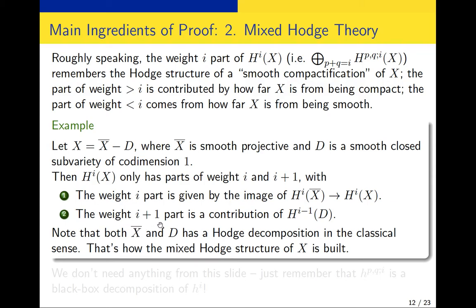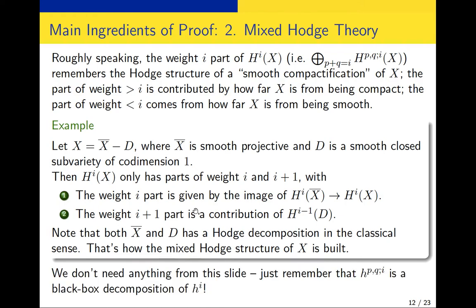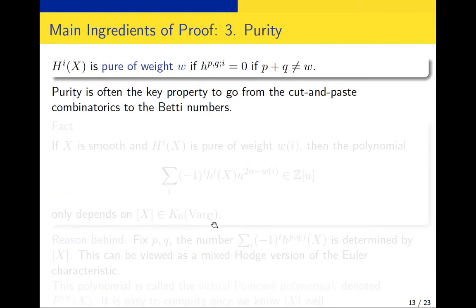And the weight i plus 1 part is a contribution of the complement D, so that is how far X is from being compact. And note that X bar and D both have Hodge decomposition in the classical sense, and that's how the mixed Hodge theory of X is roughly built. So we don't need anything here. We just need to know that H^{p,q}_i is a black box decomposition of H^i that satisfies one more property that we need. Next slide.